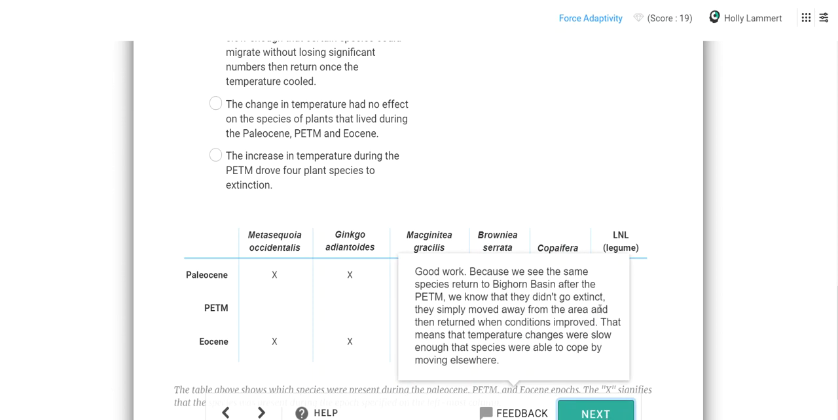Yeah, so they didn't go extinct, but they moved away from the area and then returned when the conditions improved. That means that temperature changes were slow enough that species were able to cope by moving somewhere else.